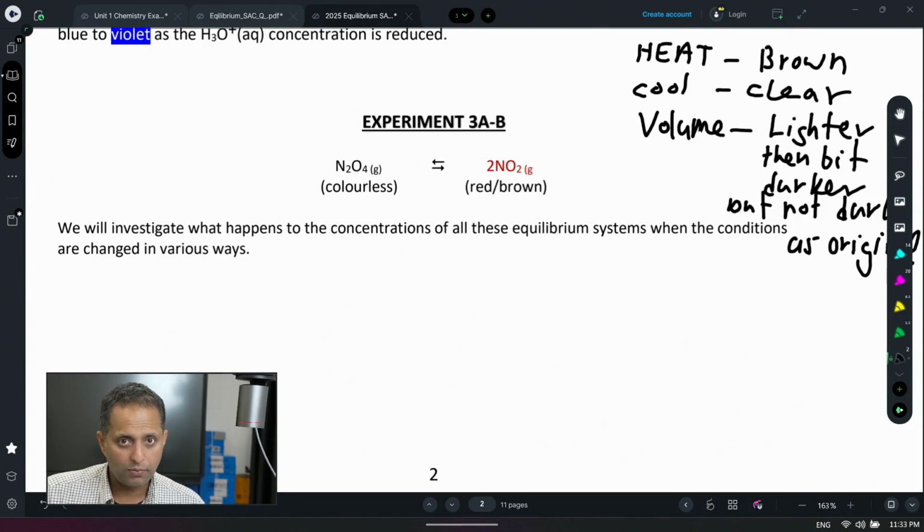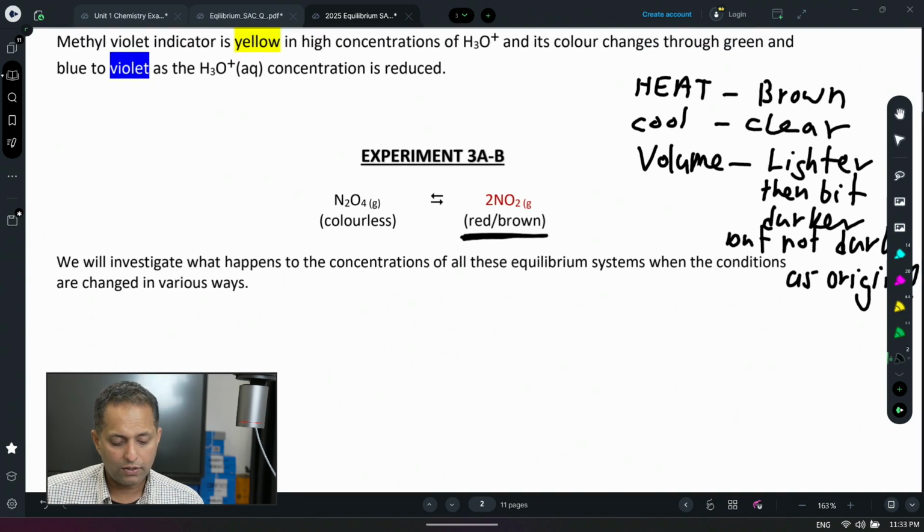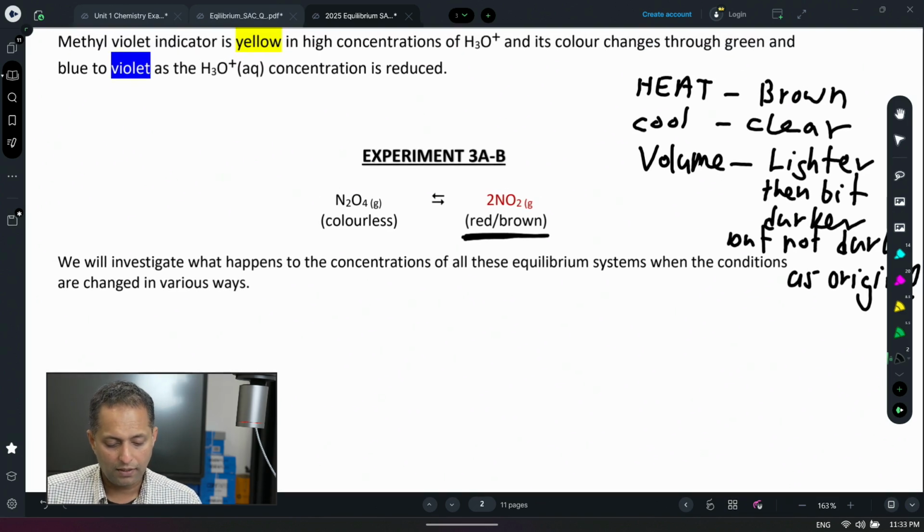Now, it is important to know that NO2 has a brown color, N2O4 is colorless, right? According to our observation, when the temperature increases, the intensity of the brown color has increased. That is to say, the forward reaction has occurred at high temperature.